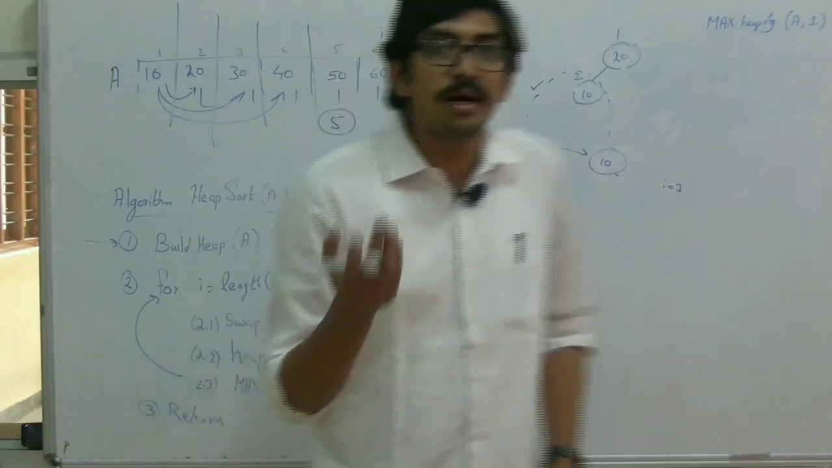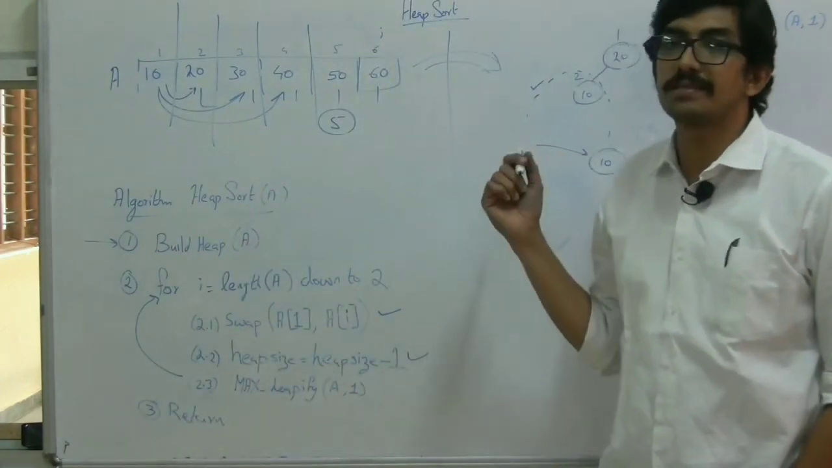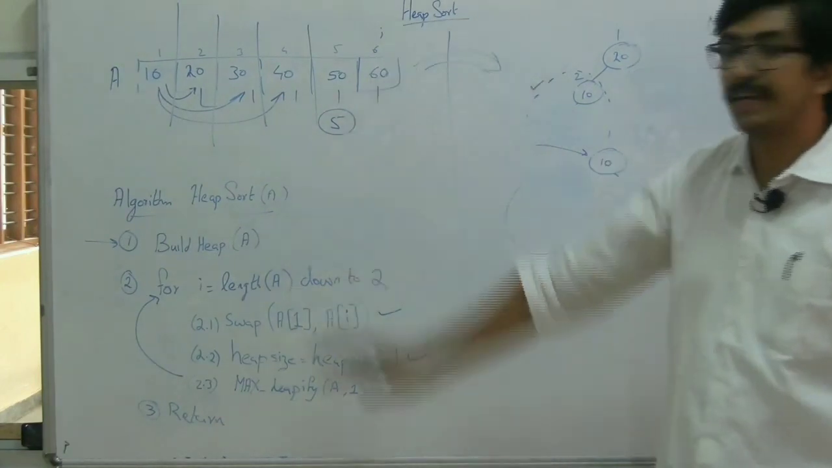Similarly, you can do sorting in descending order, where we will be using a min heap instead of a max heap. Okay, the entire thing is clear for you now.